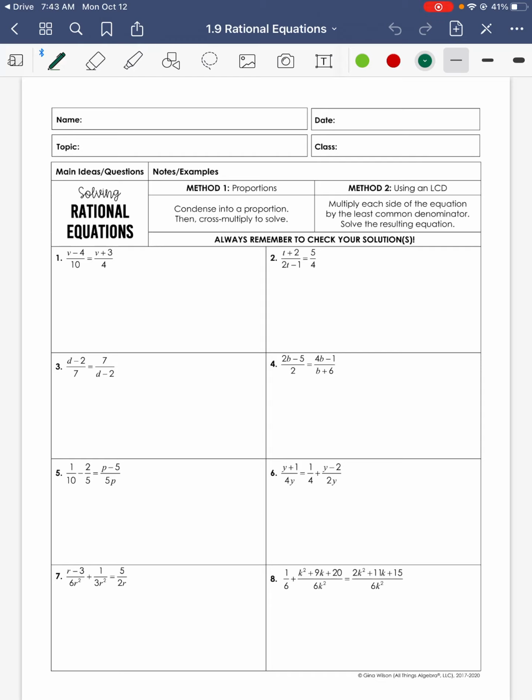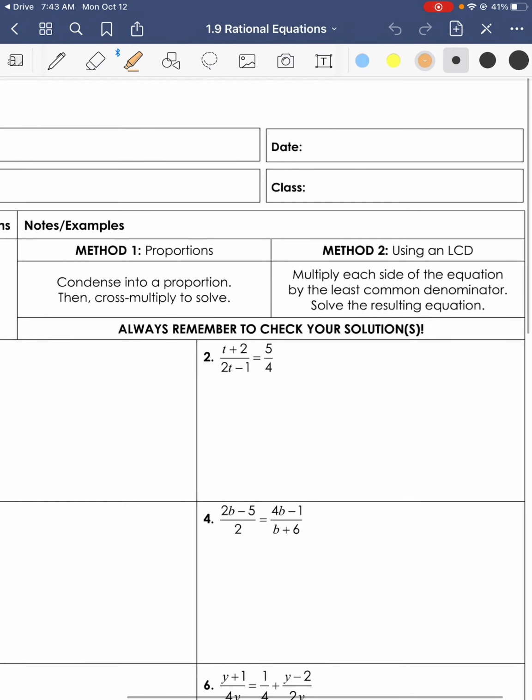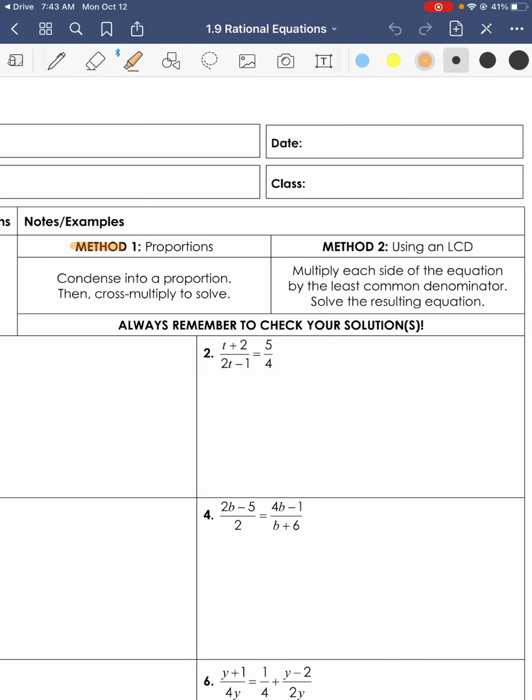So there are 2 methods here that you can use to solve these rational equations. Method 1 is by using the proportion, okay? If you remember, a proportion is basically just 2 fractions that are equal to each other. So this says you can condense it into a proportion, then cross multiply to solve. So we'll do 1 or 2 that way.